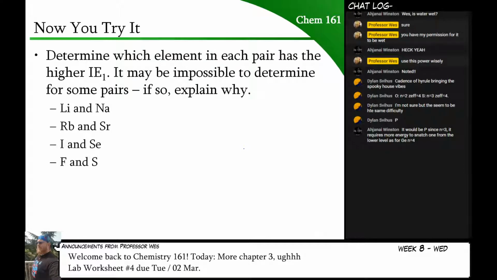Okay? So tell me which is bigger, and then for one of the pairs, tell me which one it is that you can't identify and why. Okay? So go ahead and do that. We'll go over the answers in about 4 or 5 minutes. Make that little grid. Do the little N and Z effective grid every time. It'll help you.